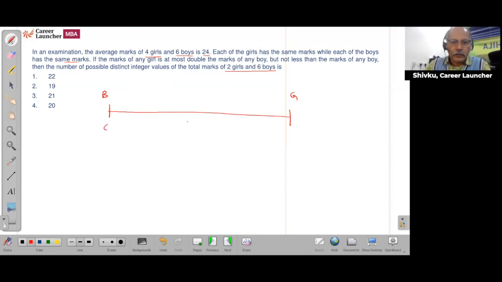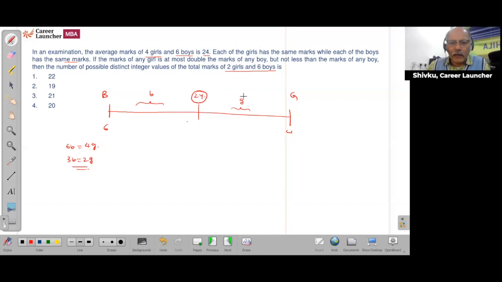There were 6 boys here and 4 girls here, and the average was 24. Now I can say that this deviation, B, right, they have to be equal for the average to be 24. So the deviation to the left of 24 must be equal to the total deviation to the right of 24. So we can say that 6b must be equal to 4g, or 3b is equal to 2g.